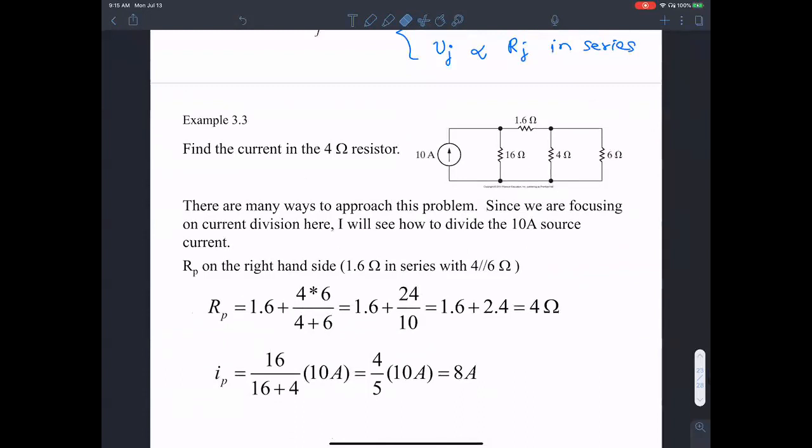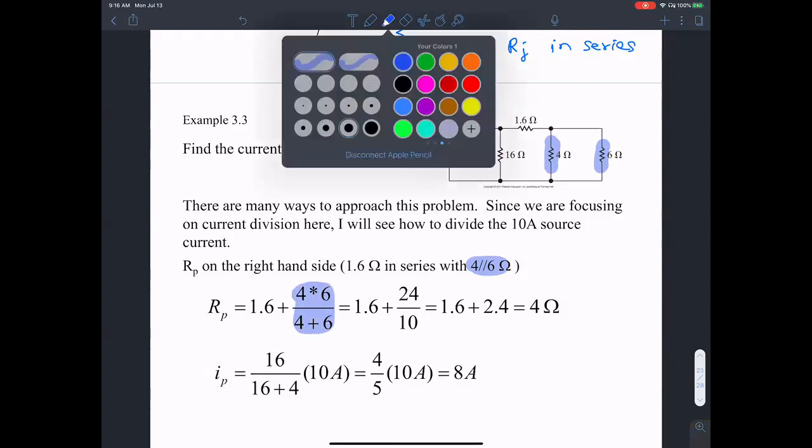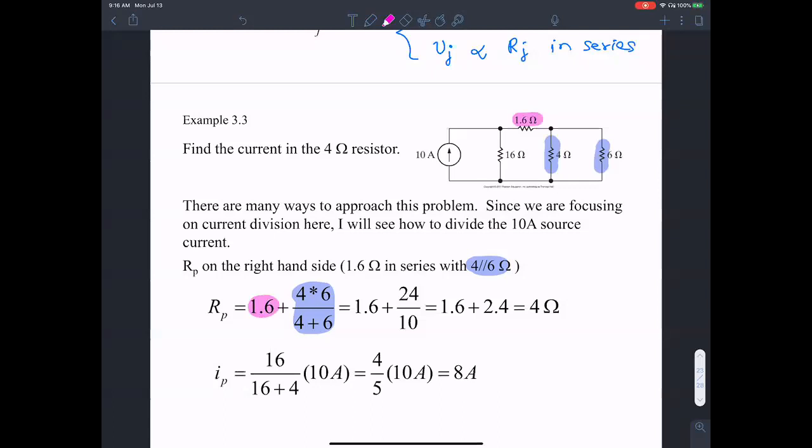The first part is to notice that these two are in parallel. 4 and 6 are in parallel. So the equivalent of 4 in parallel with 6 is 4 times 6 by 4 plus 6. These two resistances are in parallel, and that is in series with this one, 1.6 ohms. That's where you see the numbers. 1.6 is the one shown in purple, and the equivalent of the 4 and 6 ohm is shown in blue.